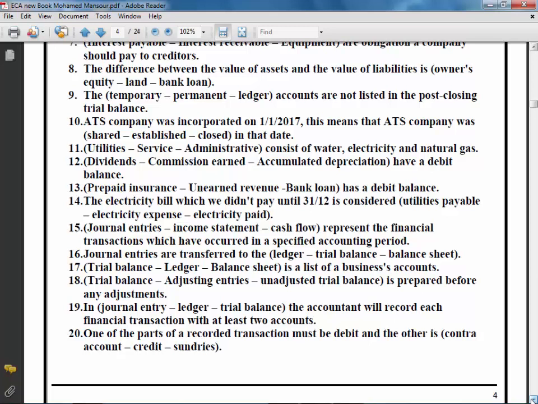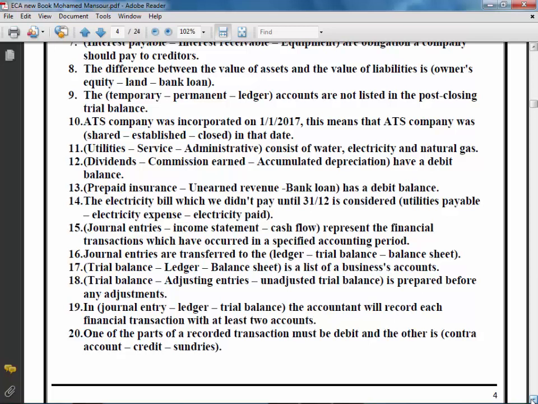Number 14. The electricity bill, which we didn't pay until the last of December, 31 of December, is considered utilities payable, electricity expense, electricity paid. We have here the electricity invoice. We didn't pay until the last day of the year. So this kind of obligation will be utilities payable. I have to put it in the balance sheet in liabilities as an obligation to be paid the next year.